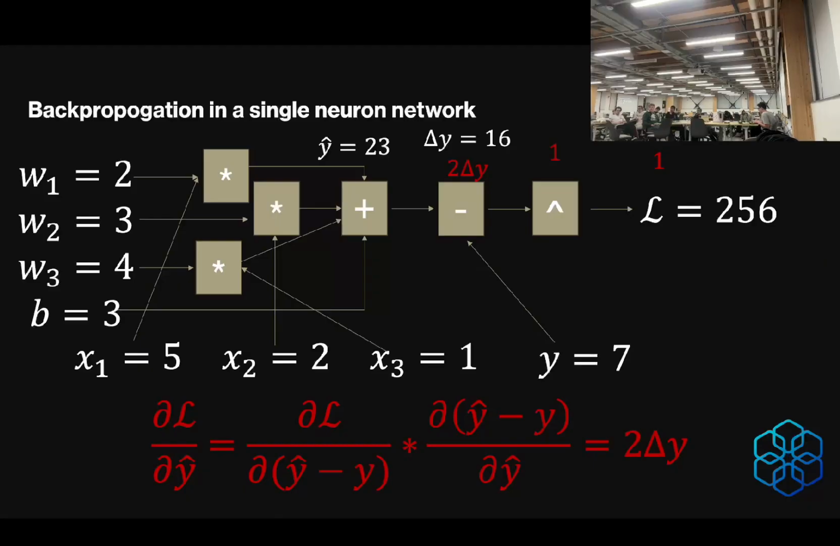So in our case, the derivative of the loss with respect to b is just going to be the derivative of the loss with respect to y hat, which we have as 2 delta y, multiplied by 1. Yeah. All right. So we have the first one.